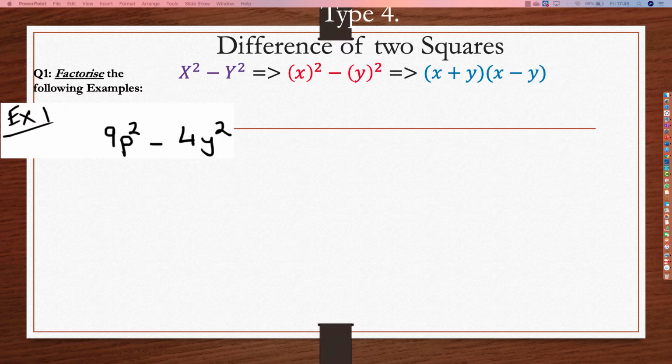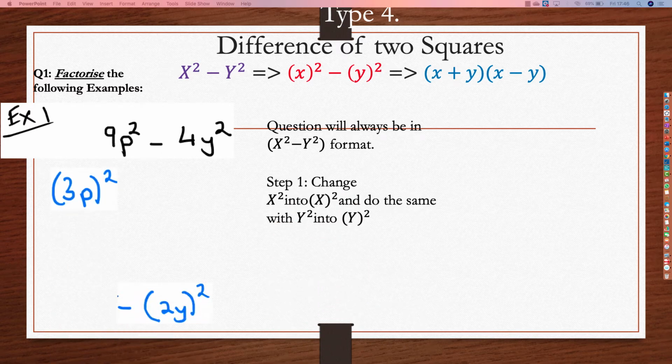So, get the square root of 9p, the square root of 4y, so you get 3p and 2y. 3p plus 2y times 3p minus 2y. What I mean by getting the square of it is 9p squared becomes (3p) squared, minus 4y squared becomes (2y) squared. Like that.